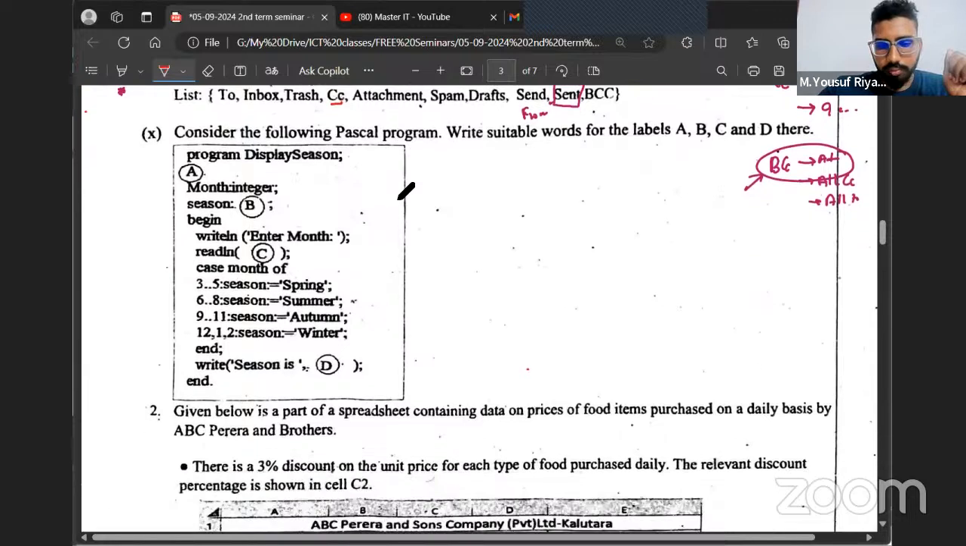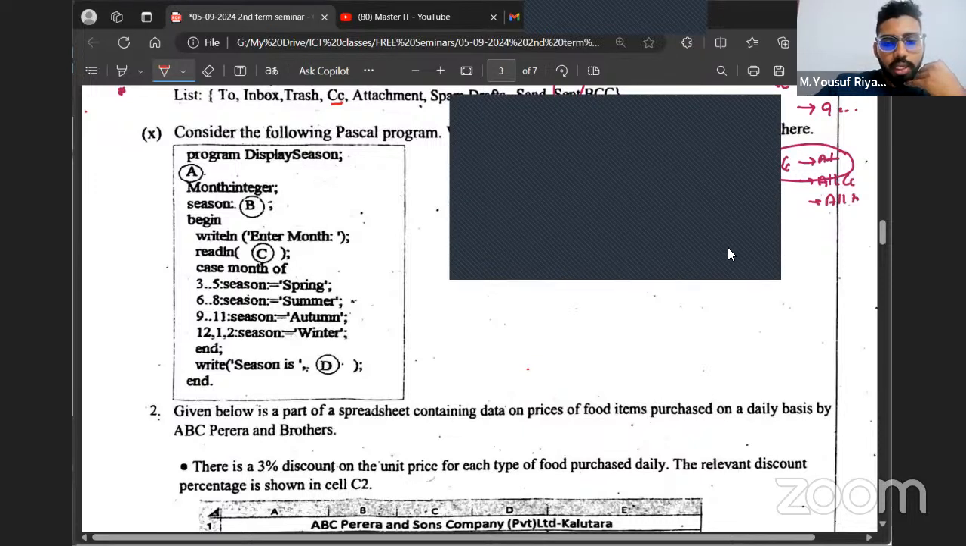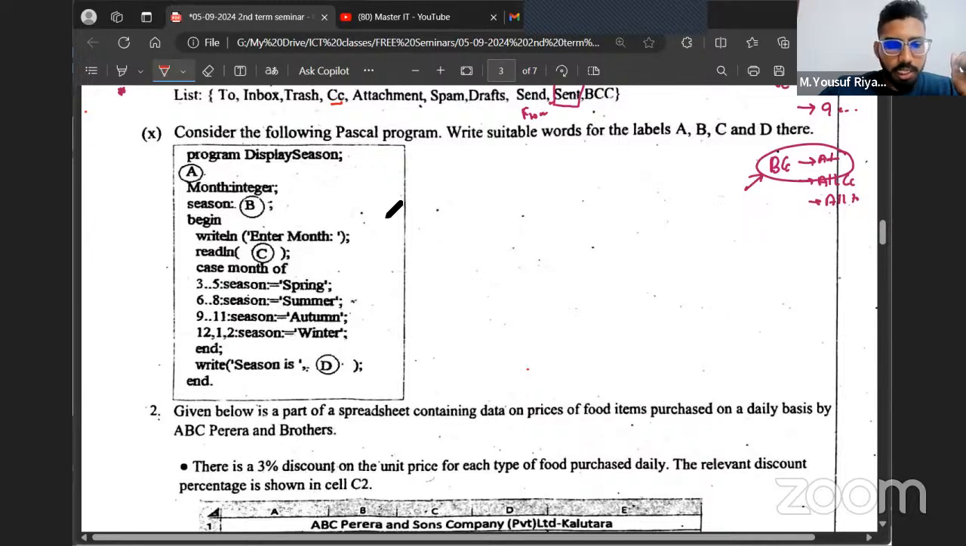Okay, next. Something else, but relevant to the second term. Consider the following Pascal program. Write suitable words for the labels A, B, C, and D there. First of all, they have mentioned the program name, and then month, integer, season, and so on. This month and season are actually called variables. In a program, variables are used to store data, right? So these are the variable names, or identifiers, the names you use to identify them. This integer here is called the data type.